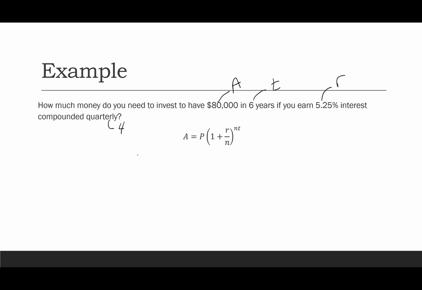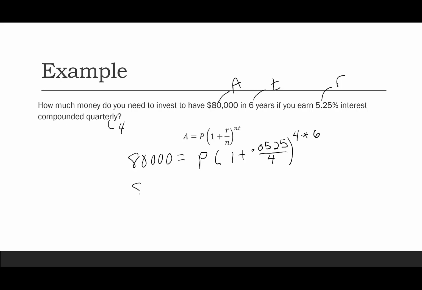I'm solving 80,000 equals P that we don't know, times 1 plus 0.0525 over 4 to the 4 times 6. When I put this in the calculator, I'm going to do it all at once. It's important that you don't estimate at any time or round at any point, so you want to put everything in the calculator in one big try.